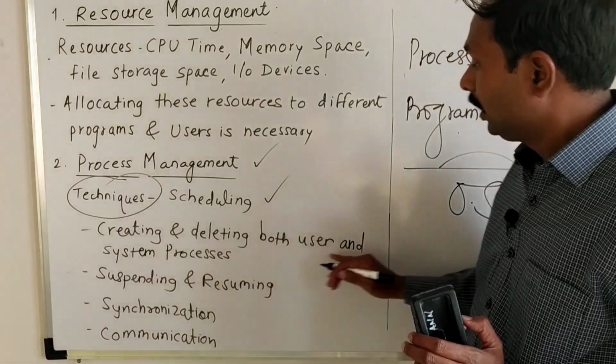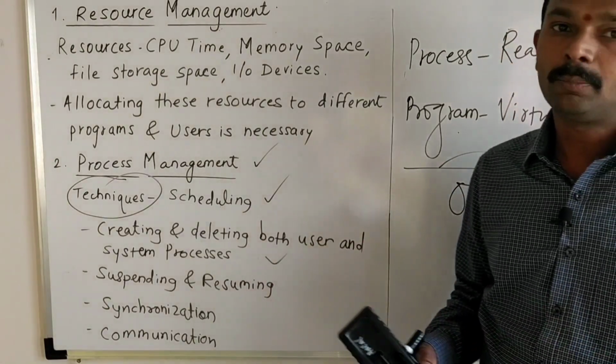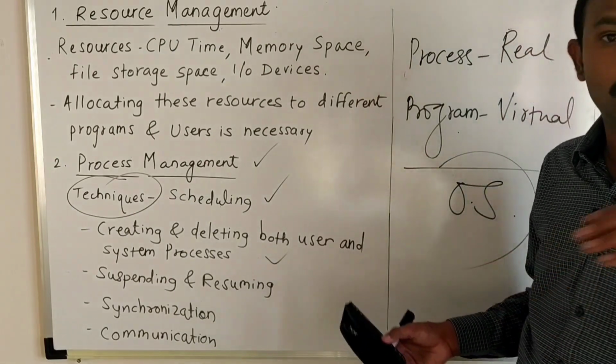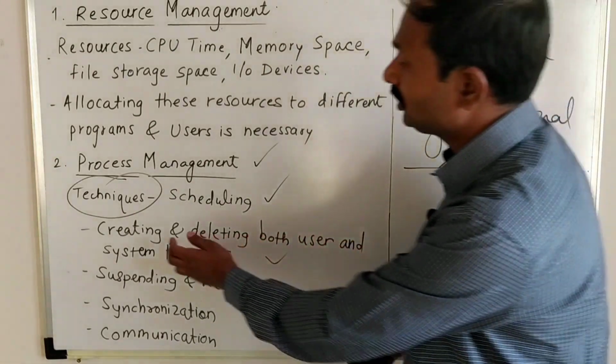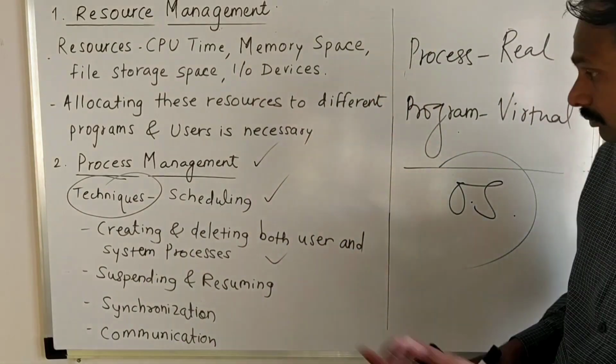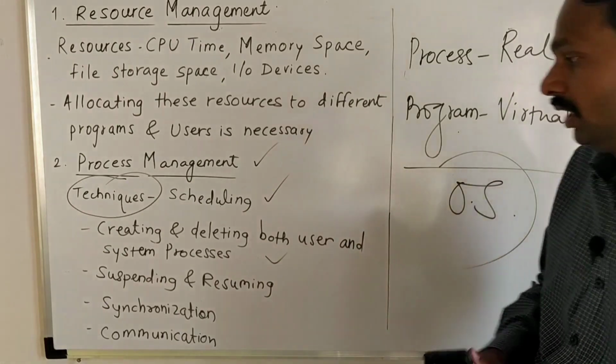Creating and deleting both user and system processes. So there are user programs, there are system programs. If we need to run the program, we need to execute the processes. So those processes need to be created. Once the work is done, deletion of those processes should happen.